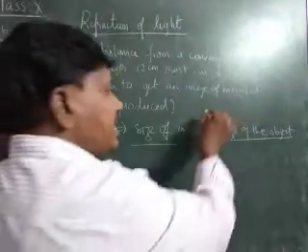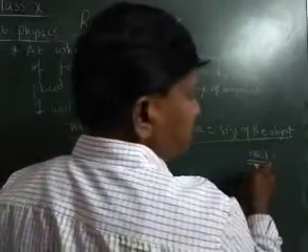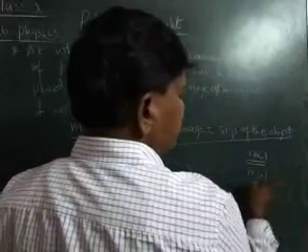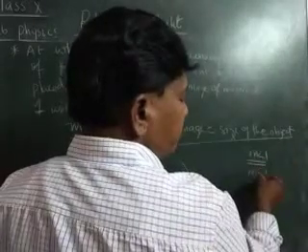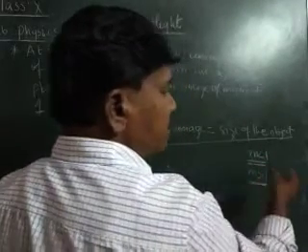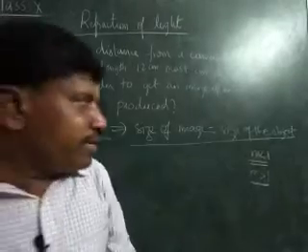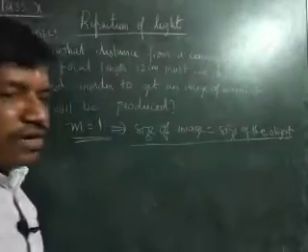When M is less than 1, the size of the image is less than the object. When M is greater than 1, the image is greater than the object. Okay, children. Therefore, he is asking to find M equal to 1. M equal to 1 means the size of the image is equal to the size of the object.